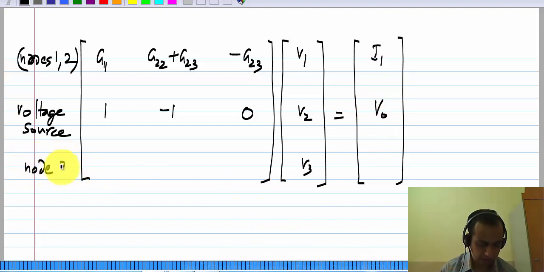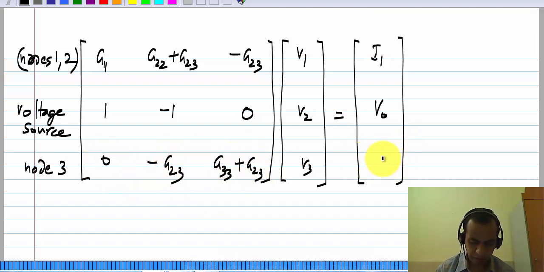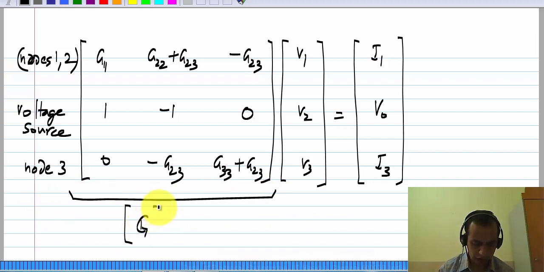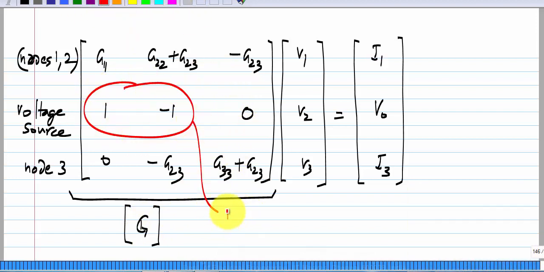And finally we have the equation for node 3, which says that G33 plus G23 and minus G23 will be equal to I3. So this is the G matrix. I will continue to call it the conductance matrix, but these are not conductances. They are dimensionless quantities.